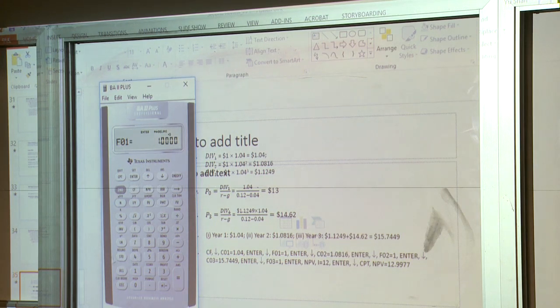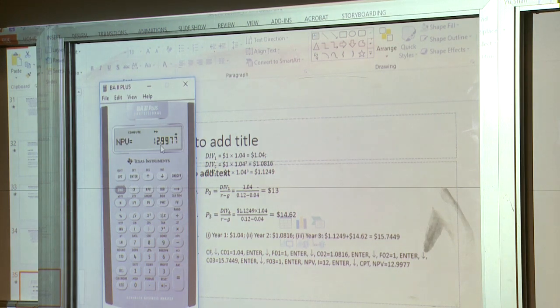Enter, down. How many periods? 1, okay? Enter, down. And CF2, 0.0816. Enter, down, 1 period, okay? Enter, down. And year 3 is 15.7449. Enter, and down, and again 1 period, and down, and click the NPV, and it requires the interest rate, which is 12% in this case. Okay, required rate of return is 12, and enter, and down, and calculate.